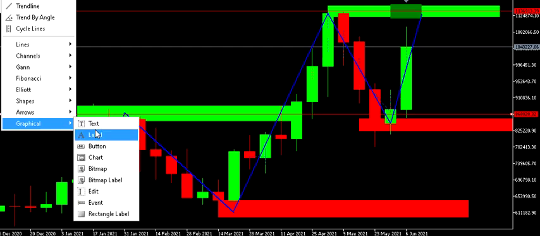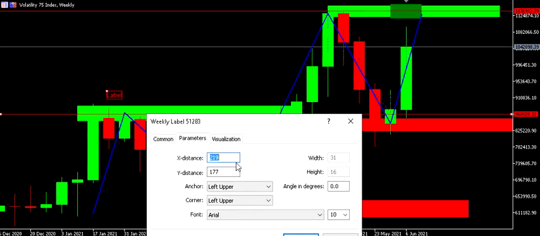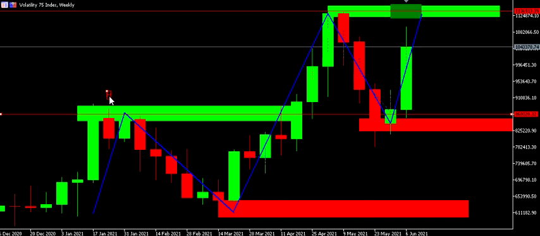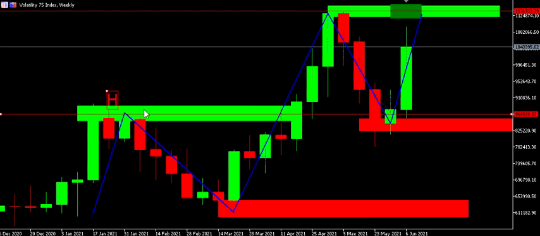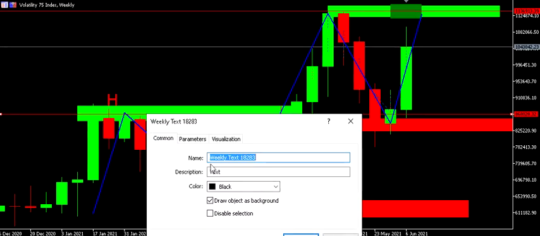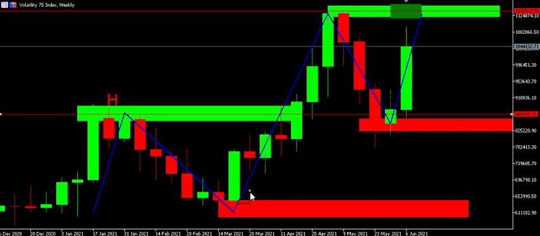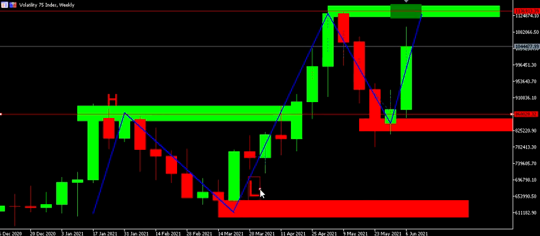So let me label it. We have a high here. I'll label the high with H. Let me increase the size to 28. We have our high. Then we have our low around here. Let me label it L and change the color to red. We have our low around here.